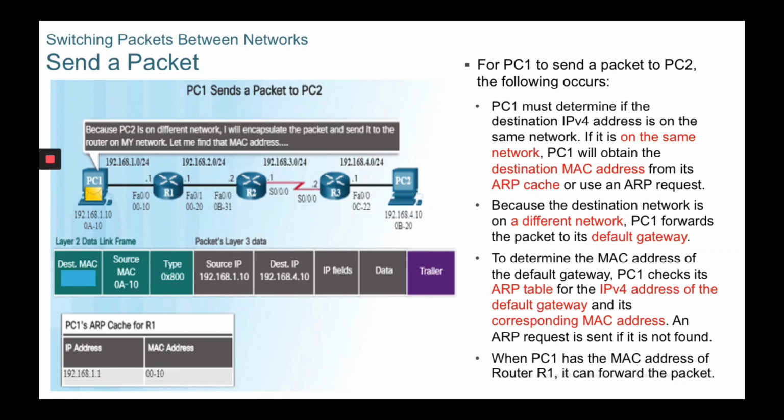To determine the MAC address of the default gateway, PC1 checks the ARP table for the IPv4 address of the default gateway and its corresponding MAC address. An ARP request is sent if it is not found. So when PC1 has the MAC address of router R1, it can forward the packet.